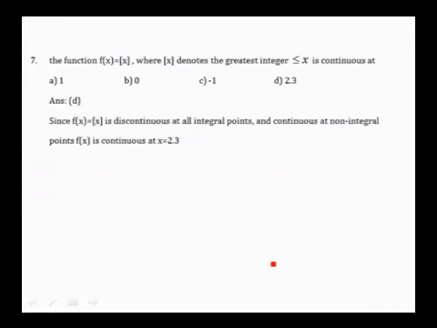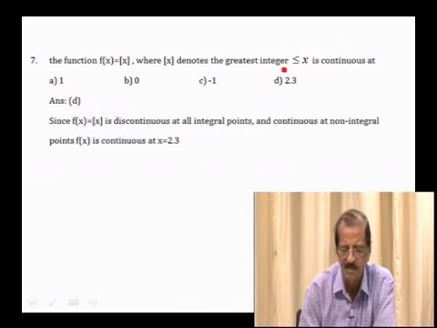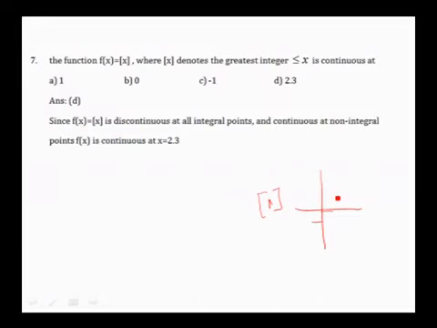I have already discussed this one. f(x) is equal to the integral part of x, where the integral part of x denotes the greatest integer less than or equal to x. Is it continuous? See, this greatest integer function is discontinuous. I have shown it with the graph also. So it is discontinuous at all integral points. At all integral points of x it is discontinuous.